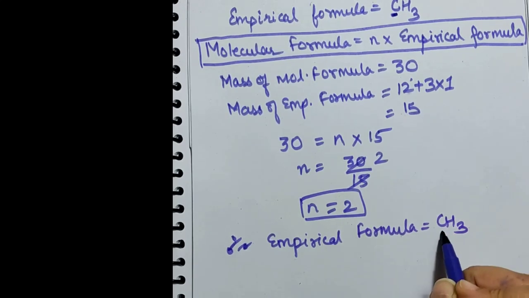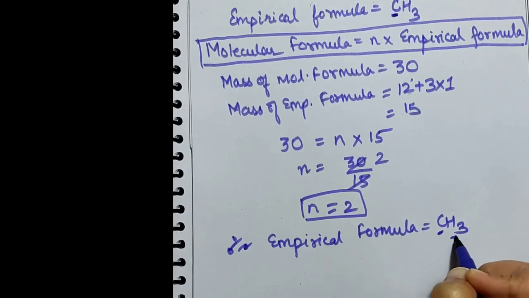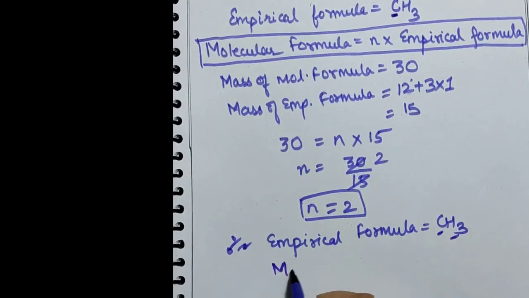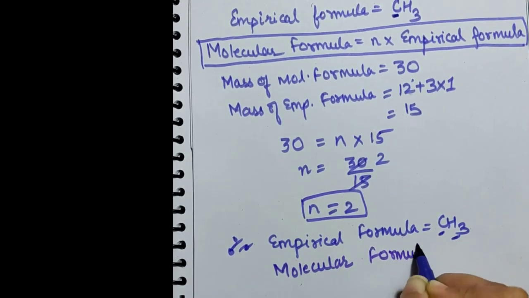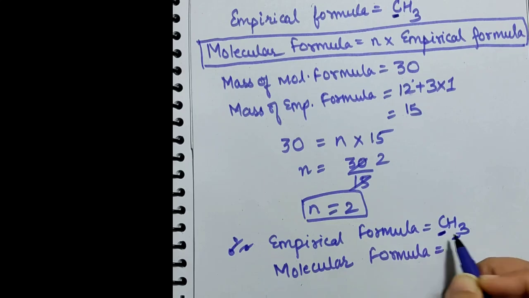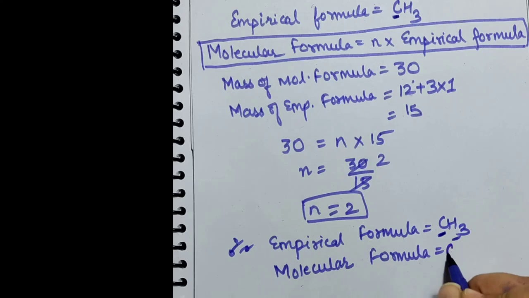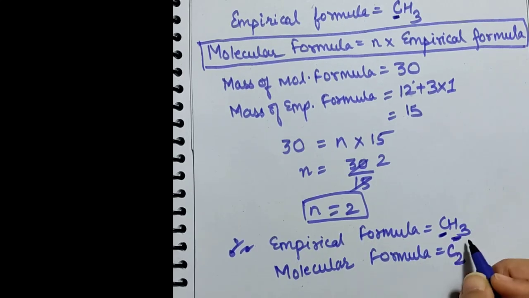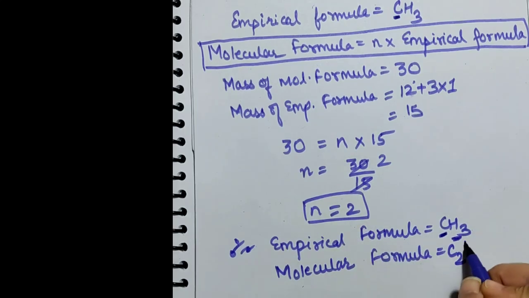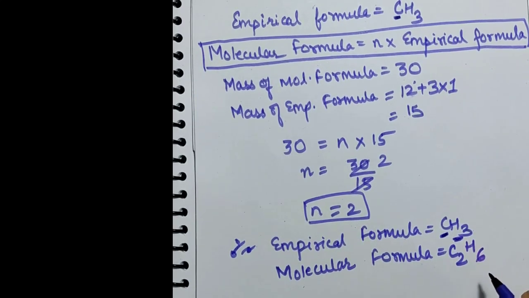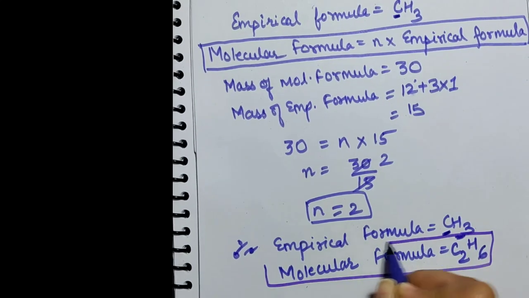So therefore, since we know the empirical formula is CH3, and the molecular formula is a multiple of the empirical formula, we will multiply each atom by the factor of 2. So therefore, our molecular formula will come out to be: how many carbon atoms are there in the empirical formula? 1 atom is there. So 1 multiplied by 2 is C2. How many hydrogen atoms are there? 3 hydrogen atoms are there in the empirical formula. So we will multiply 3 by 2. So hydrogen atoms will be 6 in the molecular formula. Therefore, the molecular formula of mass 30 is C2H6.